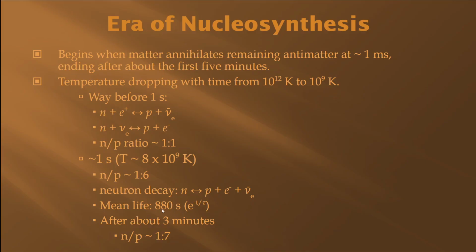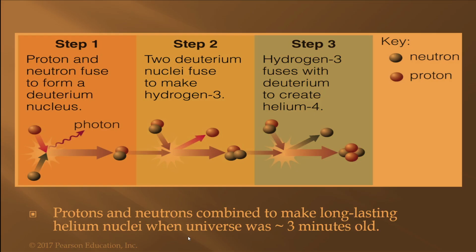All right, so for the mean life of the neutron, I said it's about 7 minutes. Let's go ahead and go with this number of 880 seconds times e to the minus t over tau. Then after 3 minutes, we'll have the ratio of neutrons to protons being about 1 in 7, which we think is really important in terms of understanding the abundance of helium that we see around us today.